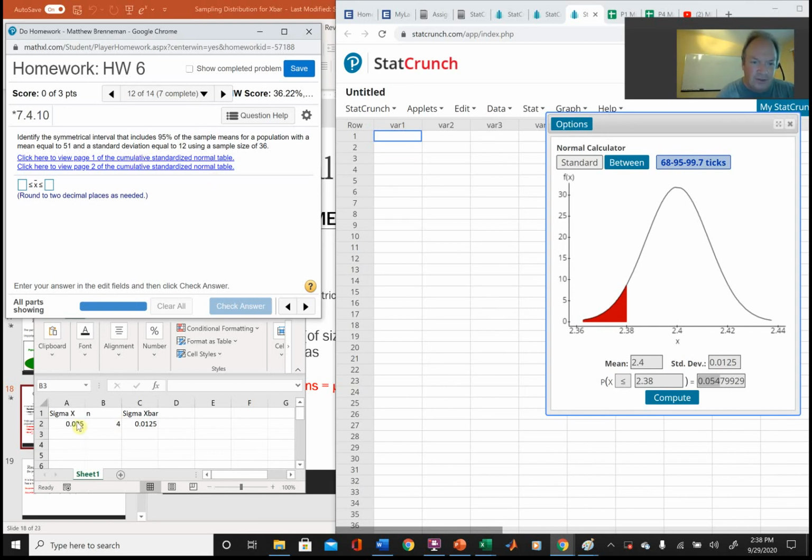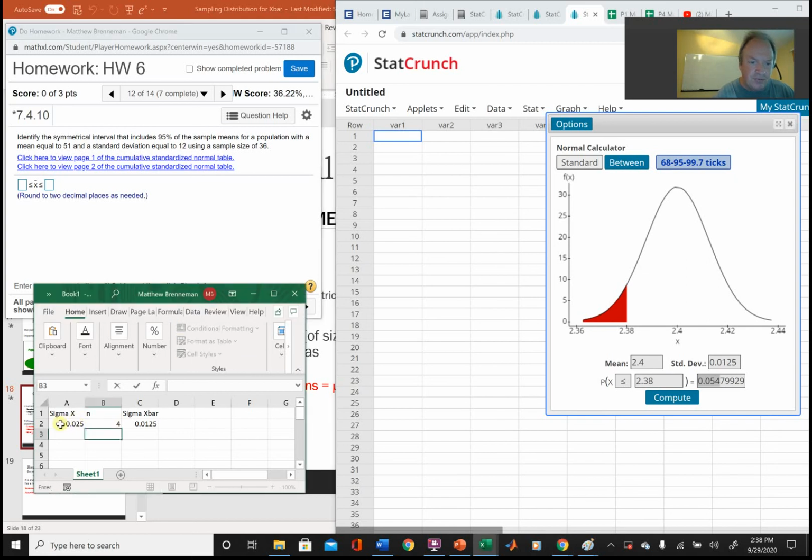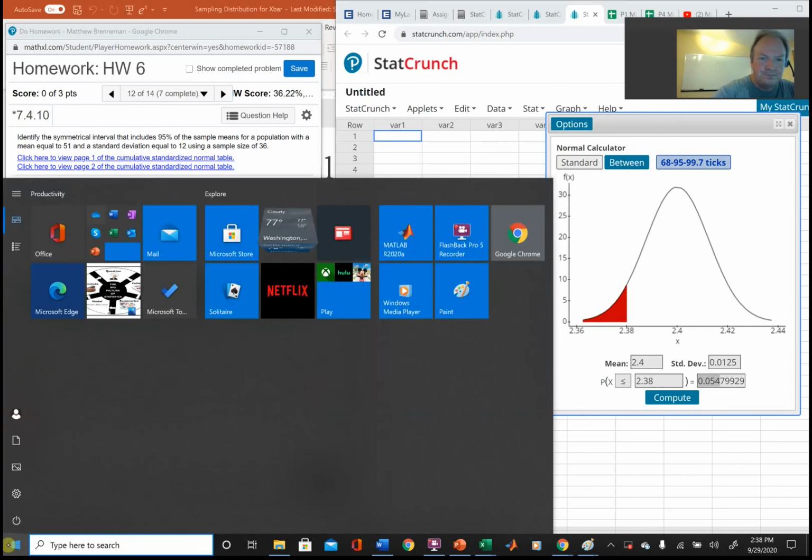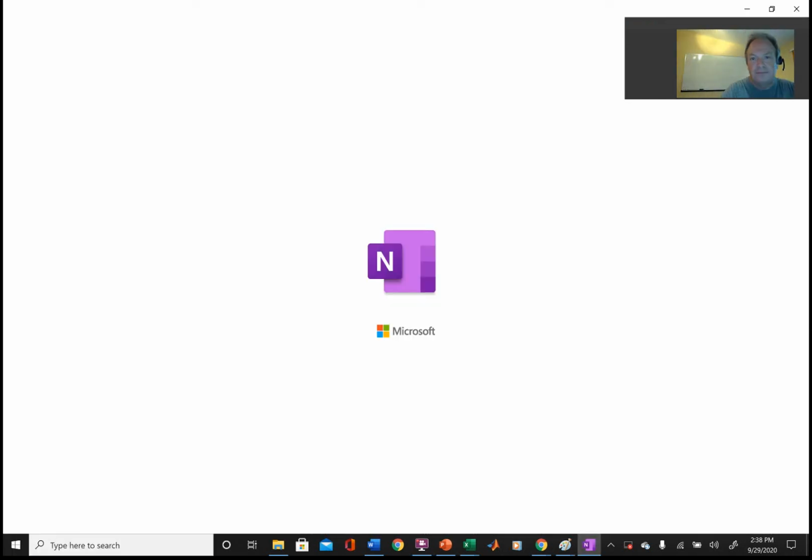We know that the standard deviation of the variable is 12, and our sample size is 36. Okay, so the standard deviation of the sample means is 2. And we know that mu is given. This is the population mean of 51. Now this is what you want to emphasize to them, okay? This is what you're trying to get here.